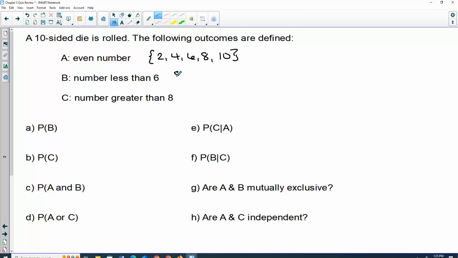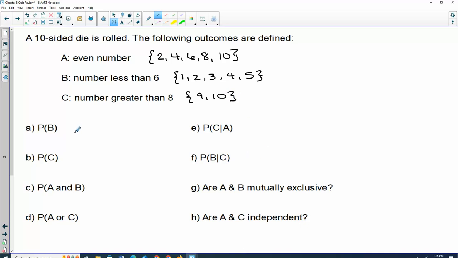Okay. B is a number less than 6. So what could that be? 1, 2, 3, 4, 5. C is a number greater than 8. 9, 10.